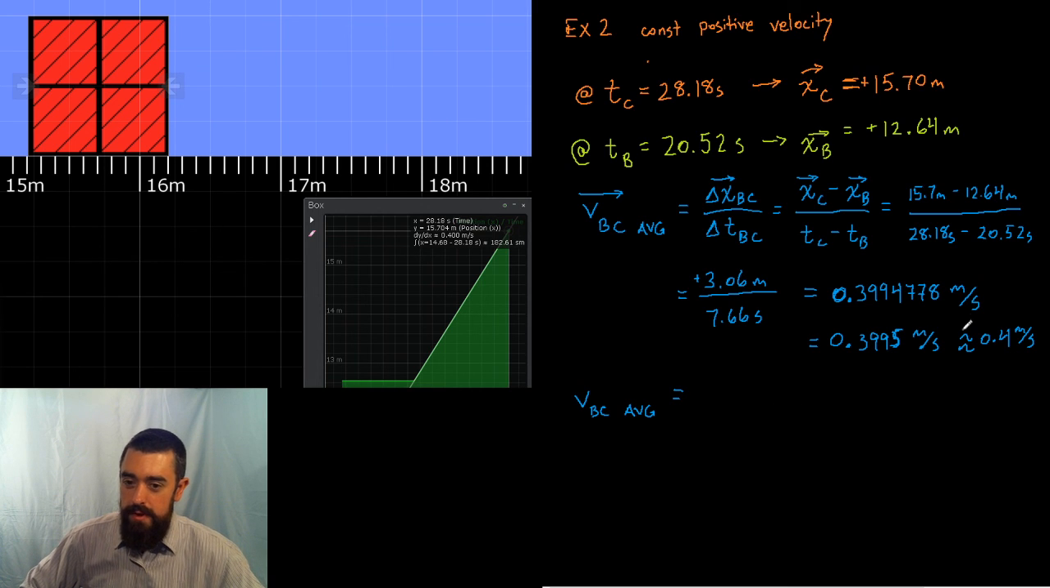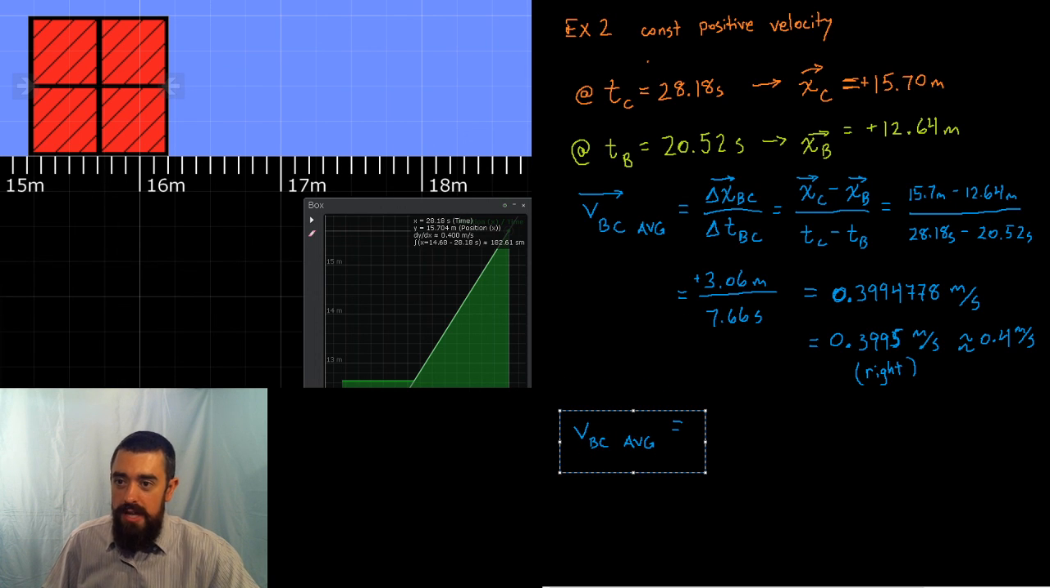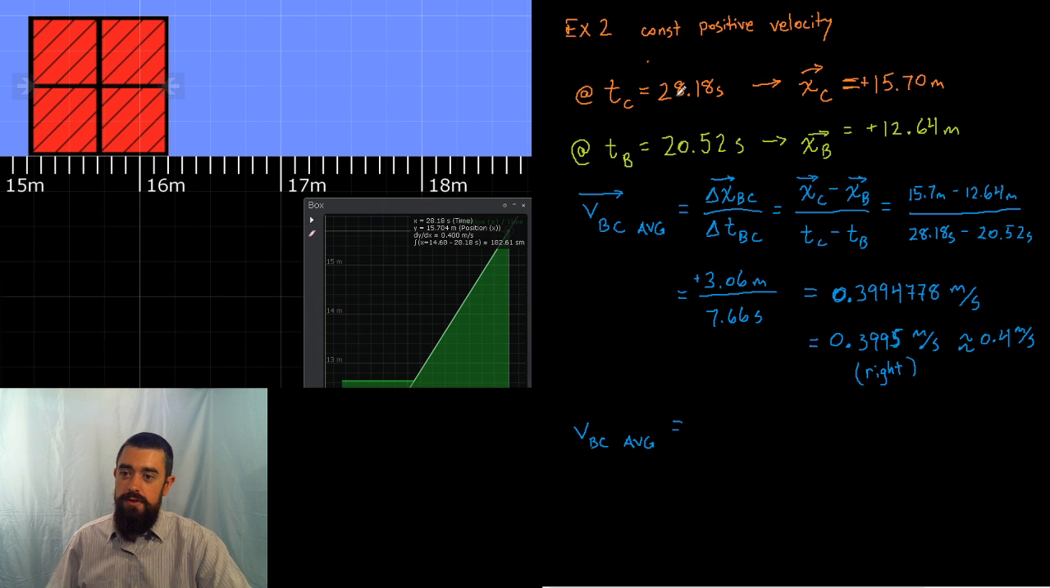All right. This is a vector quantity, velocity, so I have to include what is the direction. So because I got a positive number, that means this is to the right. So you have to include that for velocity. For speed, you don't include it. Okay. Was the object changing direction during this time interval from 20.52 seconds to 28.18 seconds? No, the direction was not changing.